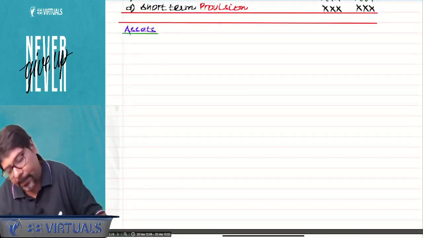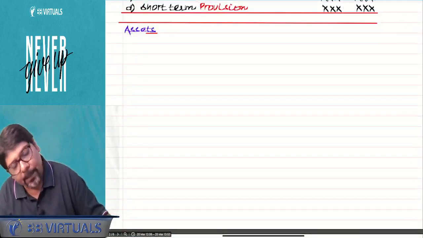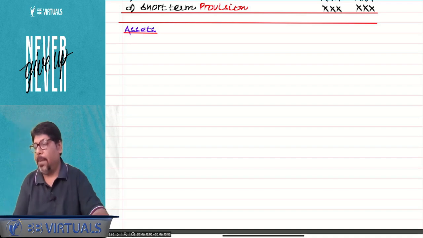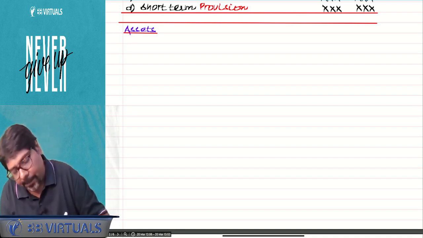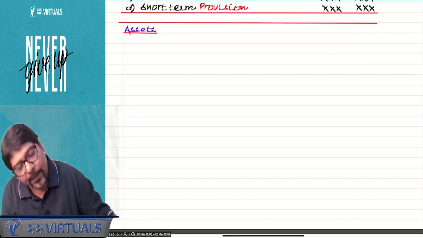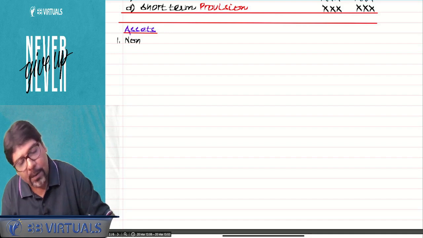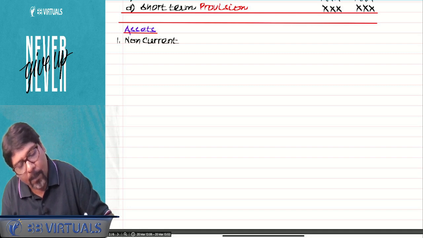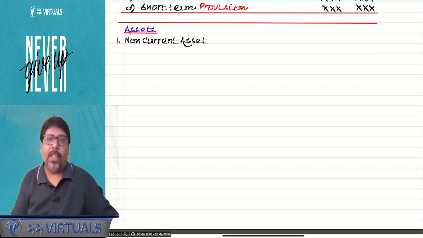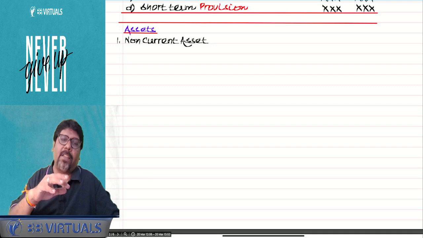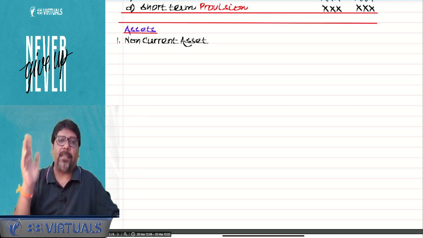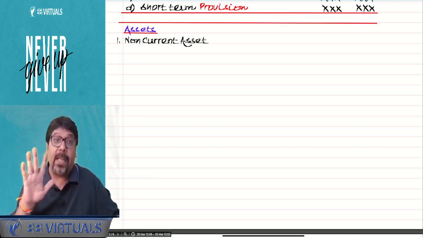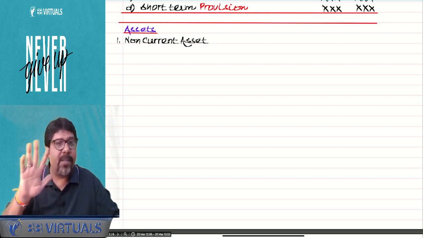Assets. When charted, first you have got non-current assets. Non-current assets basically means assets which are held for more than 12 months, and current assets are assets which are less than 12 months. Let me first finish the format.